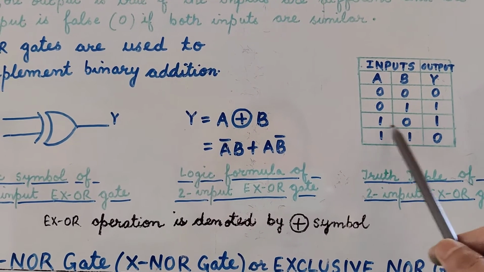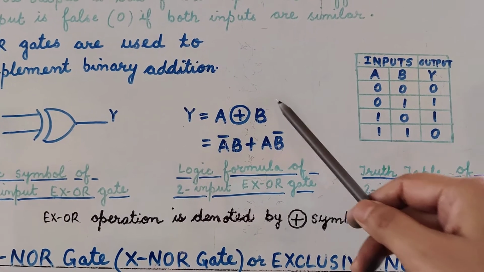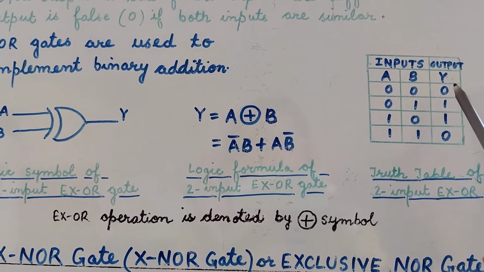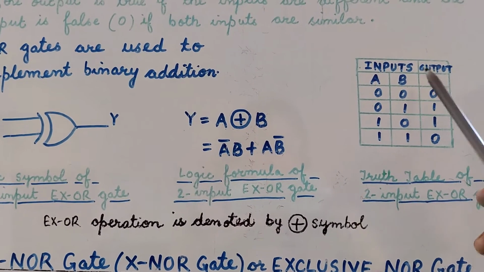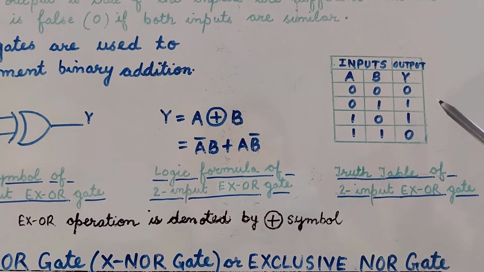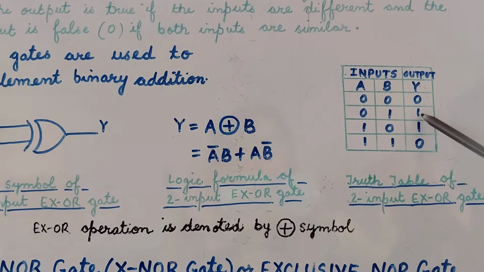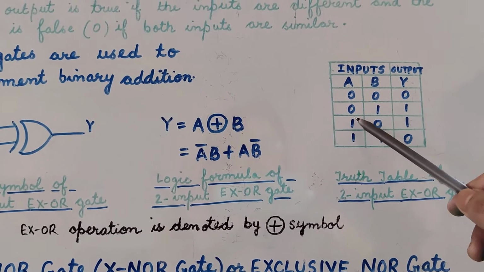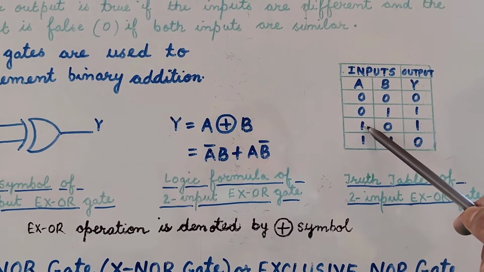So for all the possible values of the inputs, we will find out the value of the output as per this formula. And when we calculate the value of the output, it comes out to be 0, 1, 1 and 0. So from the truth table of this XOR gate, we see that the value of the output is true or 1 or high when only one of the inputs is 1 or true or high.